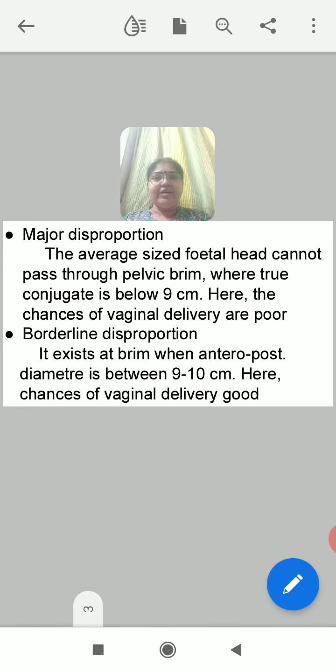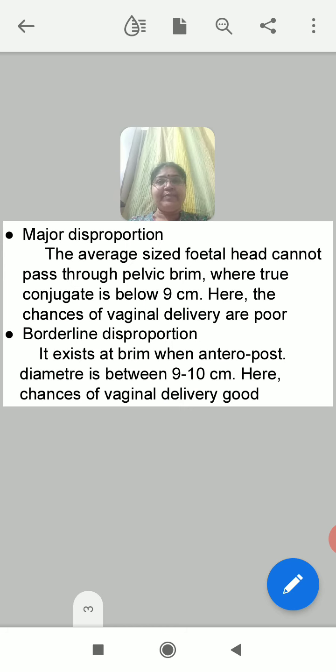There are two degrees of CPD, major disproportion and borderline disproportion. The average size fetal head cannot pass through the pelvic brim where the true conjugate is below 9 cm. Here the chances of vaginal delivery are poor. Because of the smaller size of the pelvic conjugate, vaginal delivery may not occur. It can hardly occur. That is the major disproportion.